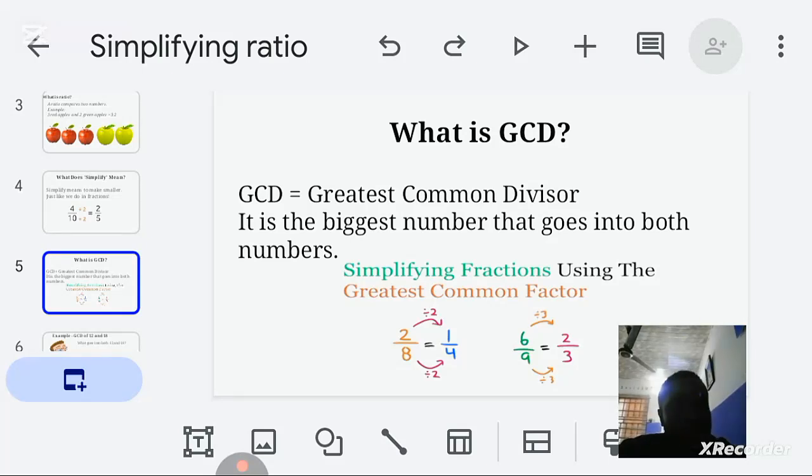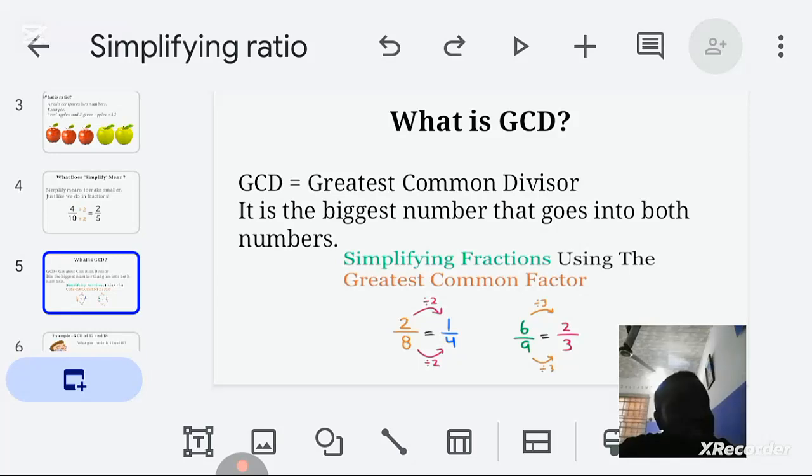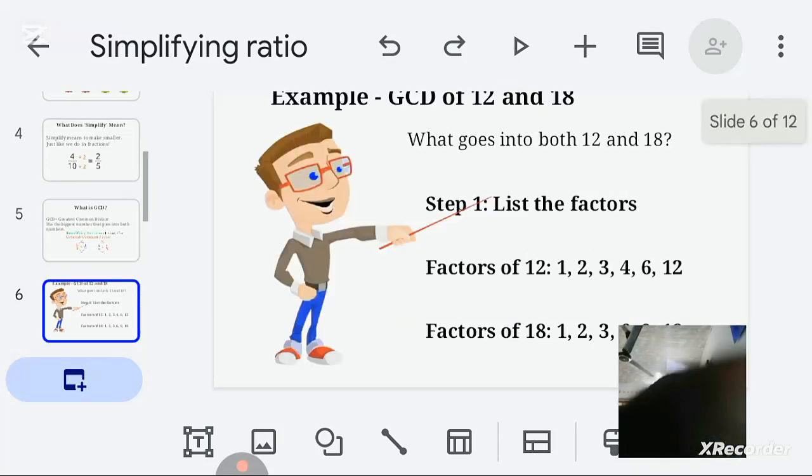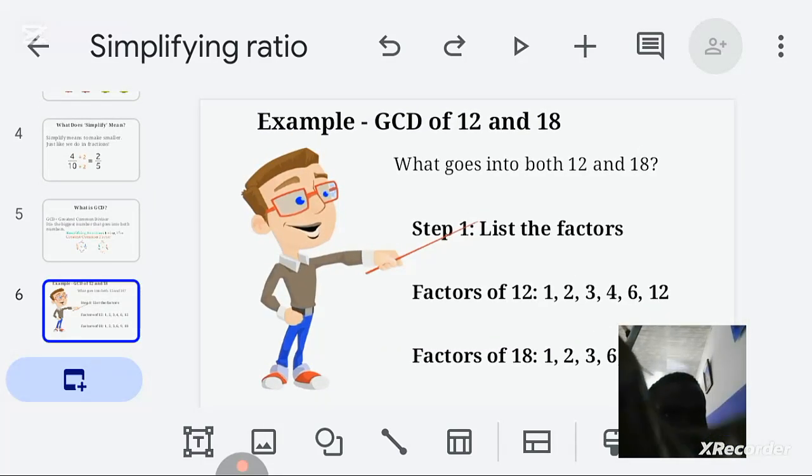Now the next question is, what is GCD? GCD means greatest common divisor. It is the biggest number that goes into both numbers. When you want to simplify, you have to divide, right? The common factor that goes into both numbers will enable you to divide, the greatest common factor. That's the meaning of GCD. Okay, let's try an example: the GCD of 12 and 18.